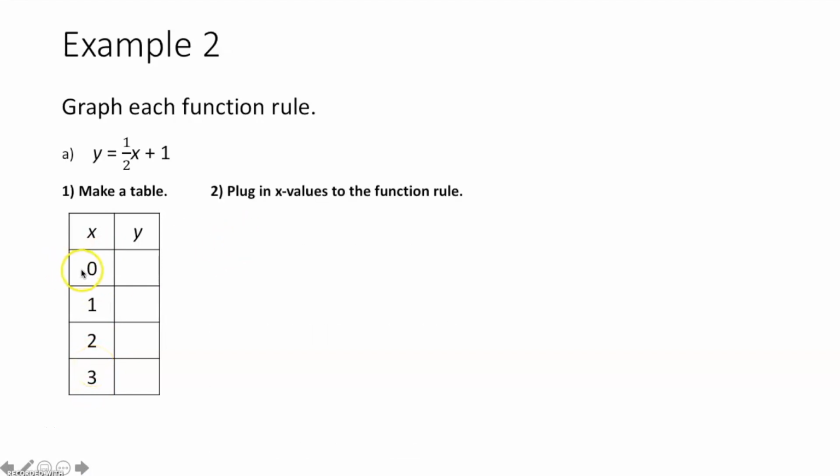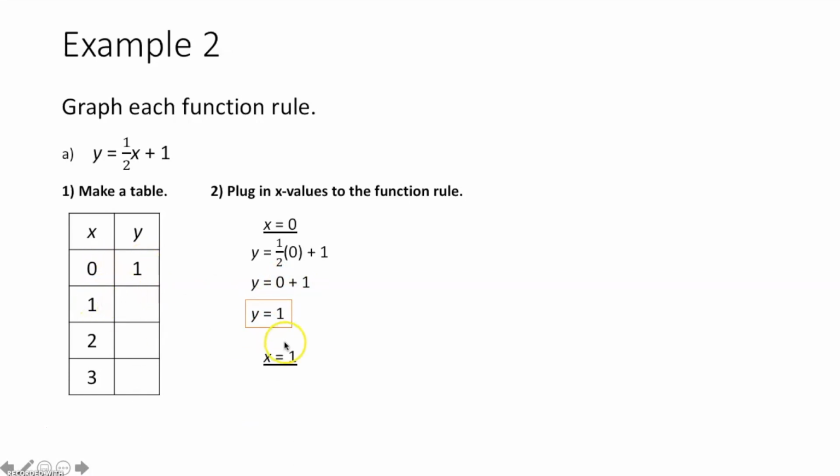So now I'm going to plug in each of these x values into my function rule for x and get the y values that go with them. So I'm going to start with 0. I plug in 0 to my function rule for x. What's 0 times a half? That's going to be 0. And 0 plus 1 is going to give me 1. So I put 1 in for y next to my x is equal to 0.